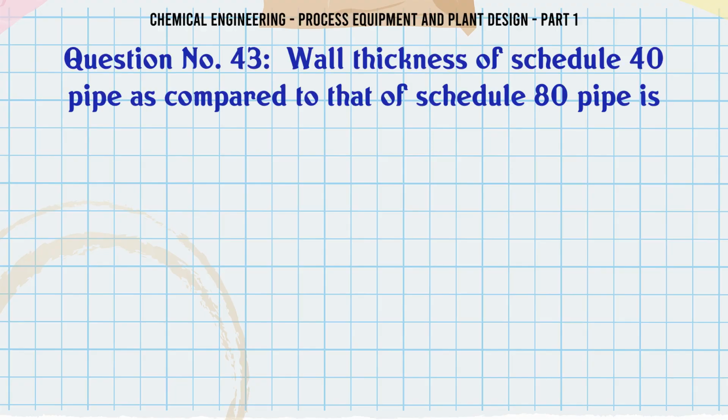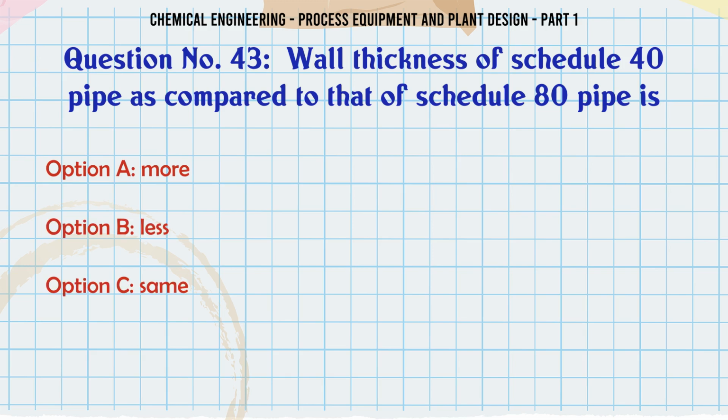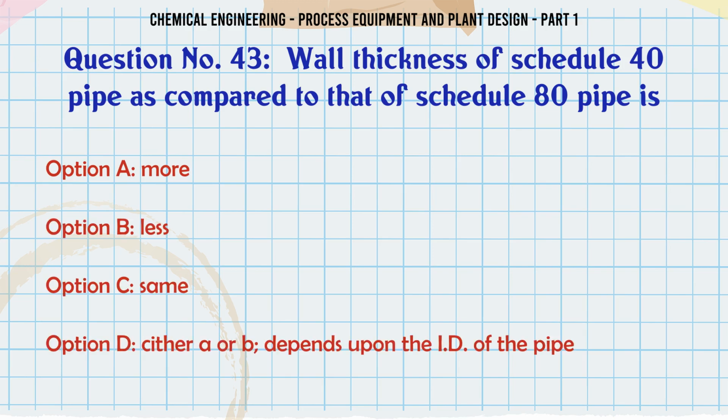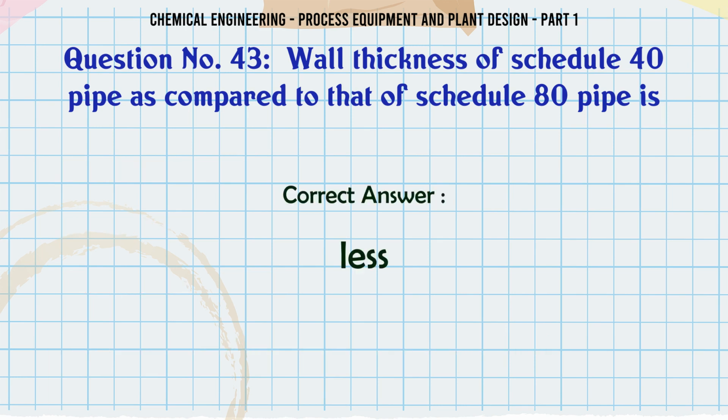Wall thickness of Schedule 40 pipe as compared to that of Schedule 80 pipe is A. More. B. Less. C. Same. D. Either A or B, depends upon the ID of the pipe. The correct answer is less.